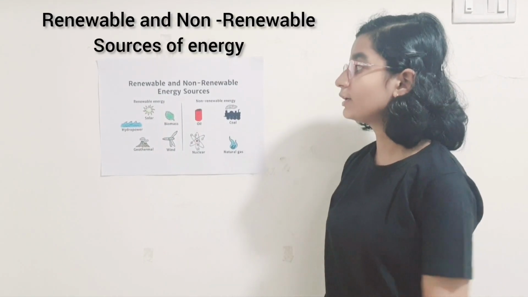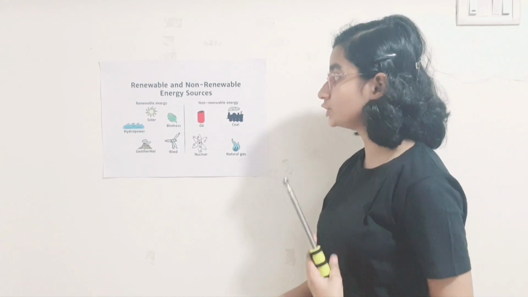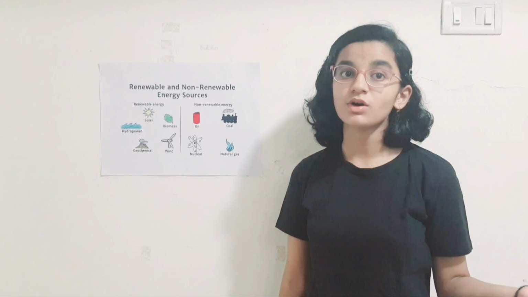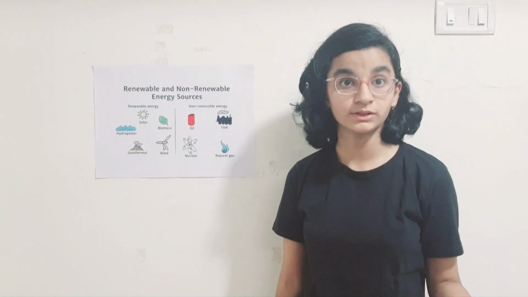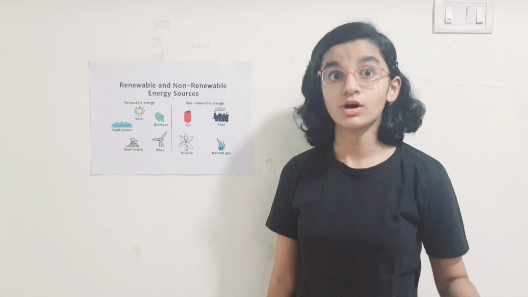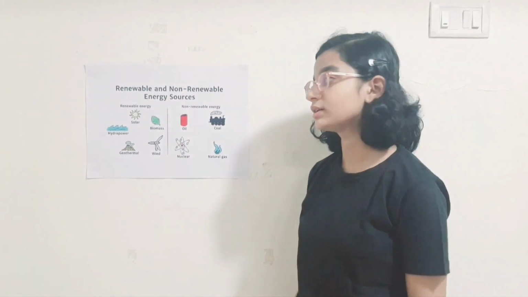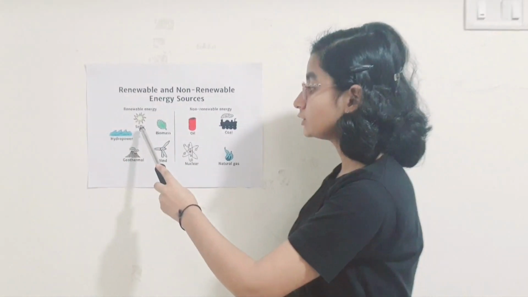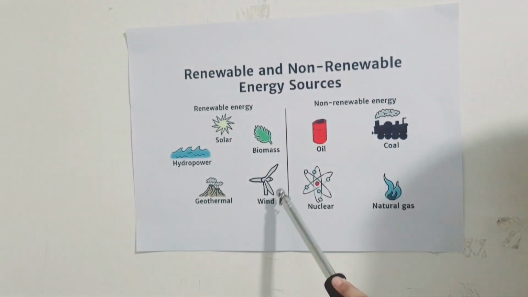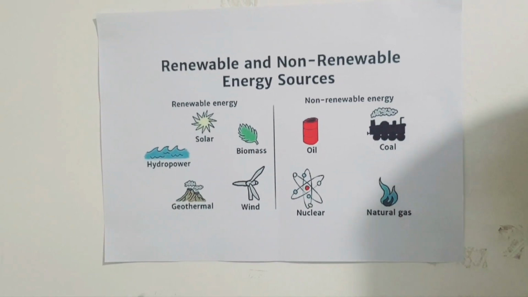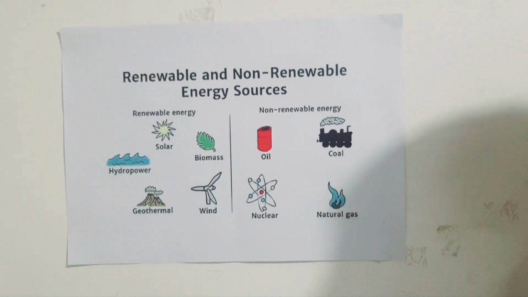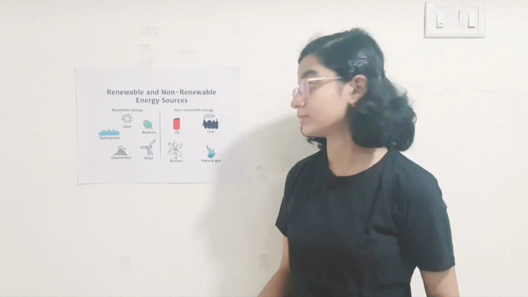Now we are going to talk about renewable and non-renewable energy sources. Renewable sources of energy. Renewable sources of energy are the sources that are inexhaustible and will stay on earth as long as life is there. Some examples of renewable energy are solar energy, biomass energy, wind energy, geothermal energy and hydropower energy. These are called renewable energy sources as they can be renewed in a short period of time.